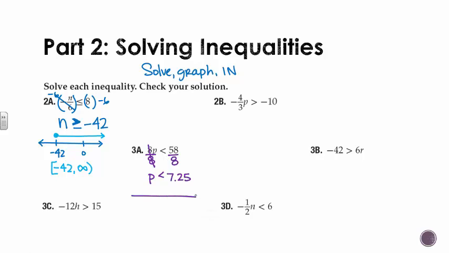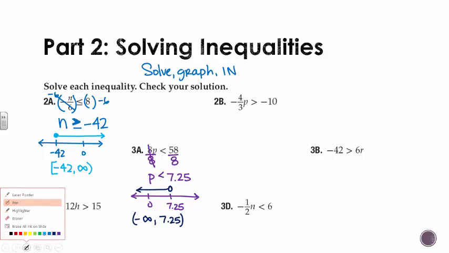And we can still graph this. We have 0, we have 7.25. And because of the less than sign, I'm going to have an open circle. I'm going to shade everything to the left. And then in interval notation, I start with negative infinity and go to 7.25. It can never equal infinity, and it doesn't equal 7.25. Let's try 3b.